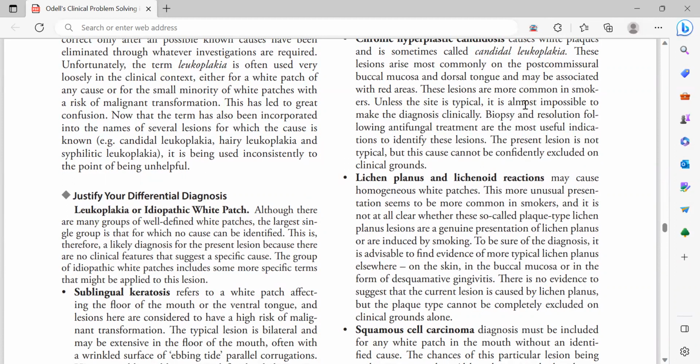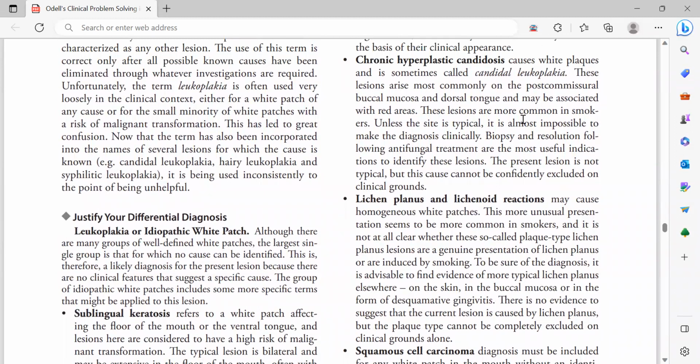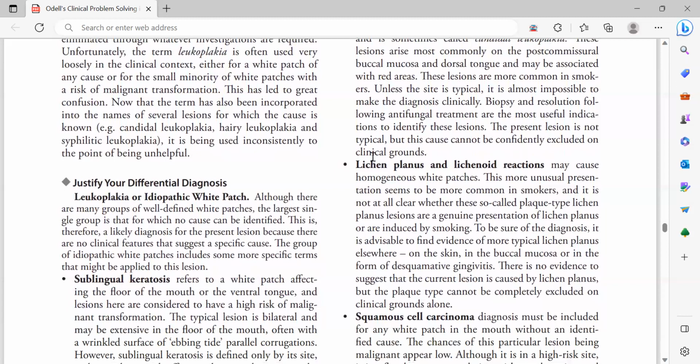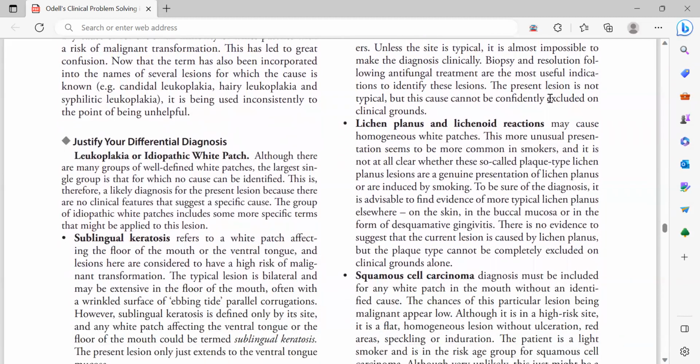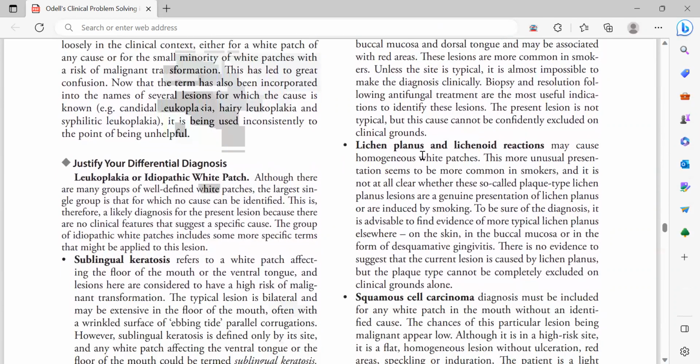Unless the site is typical, it is almost impossible to make the diagnosis clinically. Biopsy and resolution following antifungal treatment are the most useful indications to identify these lesions. So if you want to confirm, you need to do the biopsy, and you can also try prescribing the patient antifungal treatment to see if that helps with the white patch. The present lesion is not typical, but this cause cannot be confidently excluded only on clinical grounds. You do need to do certain investigations such as biopsy.